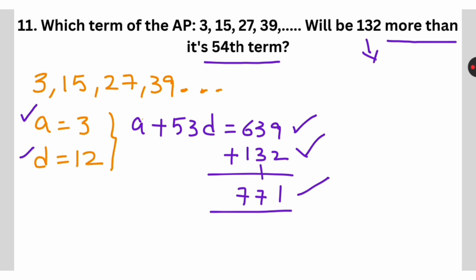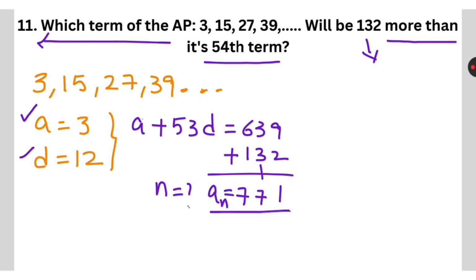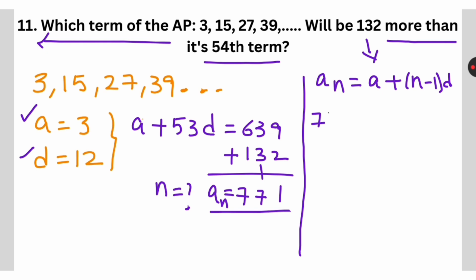So this 771 is which term? That is what they are asking. So we need to find n here. They gave an, that is 771. How can you find out the n? What we know is the formula: an equals a plus n minus 1 into d. So an is 771, that is equal to first term 3 plus n minus 1 times common difference 12. This plus 3 sent to the left hand side becomes minus 3.